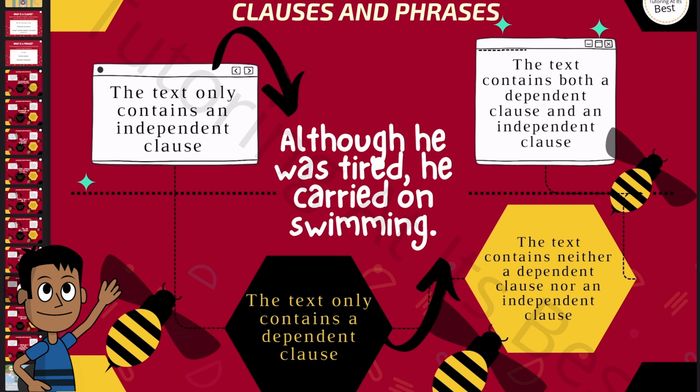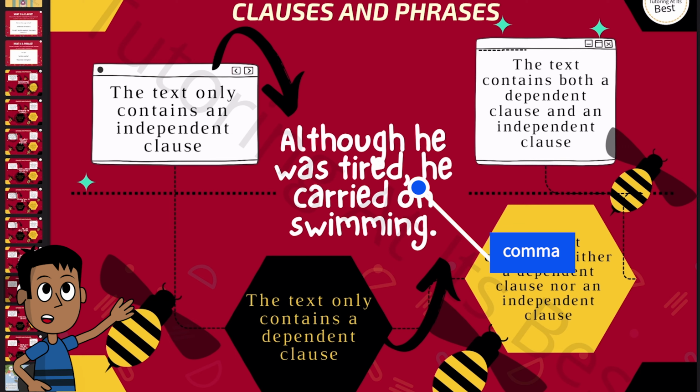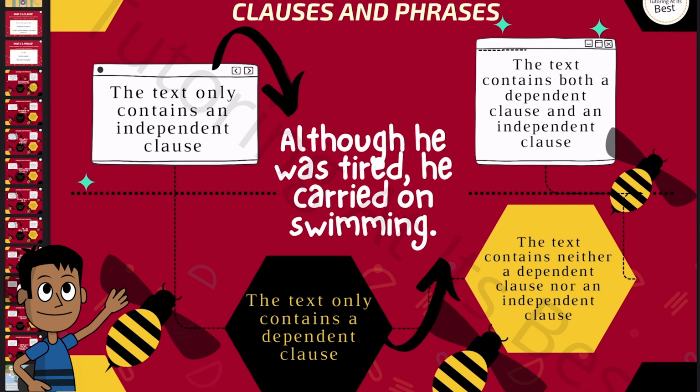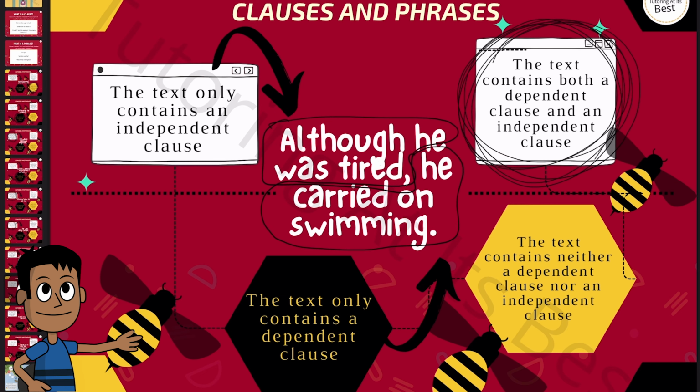Although he was tired, he carried on swimming. So again, we've got a comma here. And remember, note that the use of a comma occurs when the sentence starts with a dependent clause. So we've got our independent clause, which is he carried on swimming. And so we have our dependent clause, which is although he was tired. So for this reason, the text contains both a dependent clause and an independent clause. And there we are.